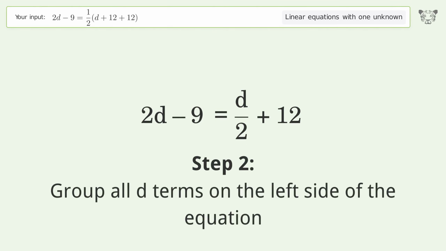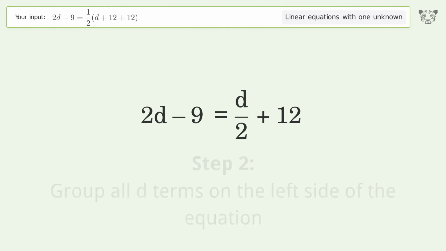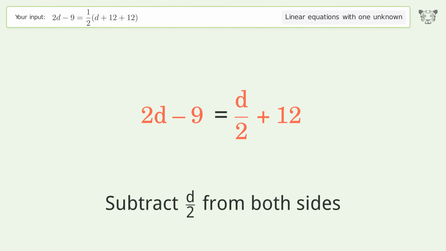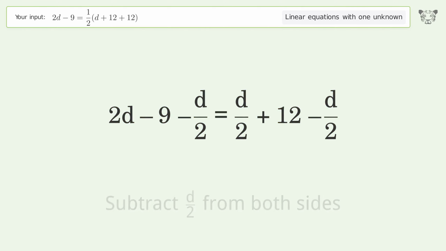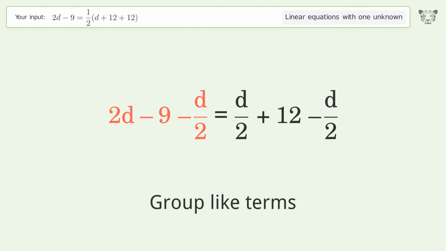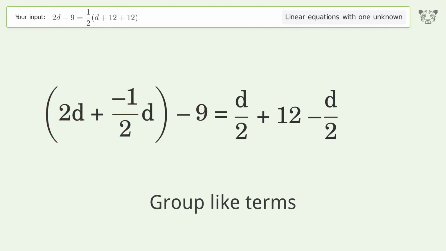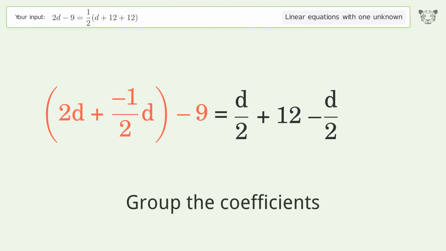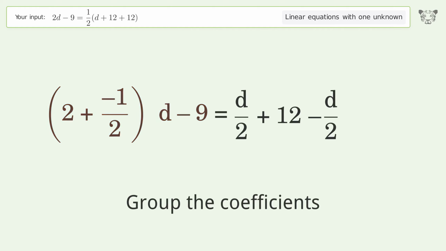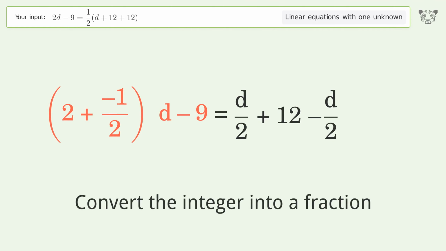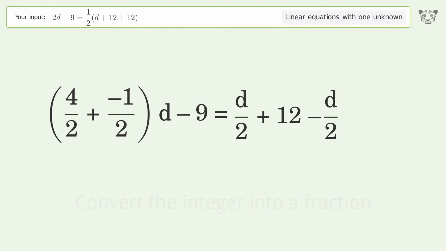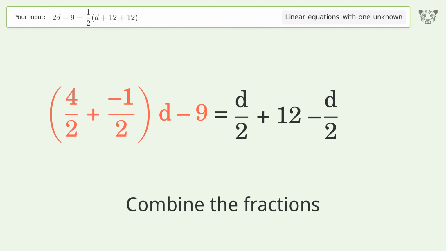Group all d terms on the left side of the equation. Subtract 500 over 2 from both sides. Group like terms. Group the coefficients. Convert the integer into a fraction. Combine the fractions.